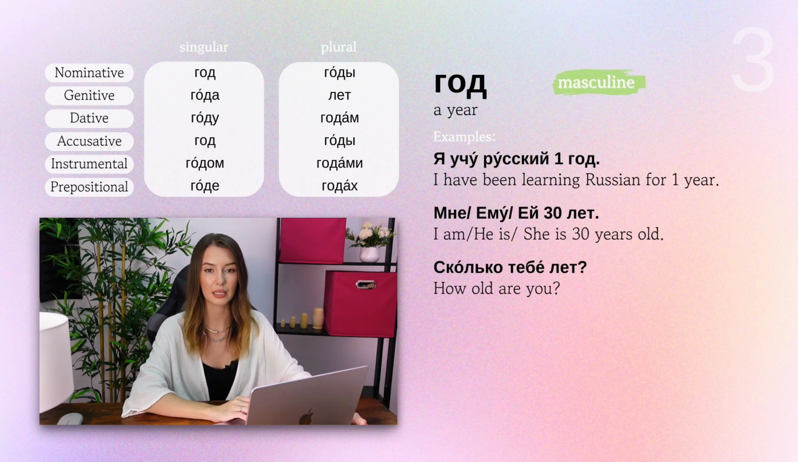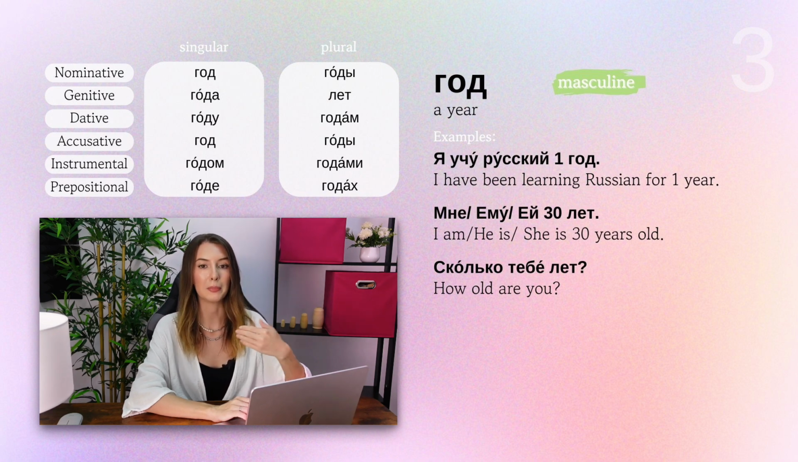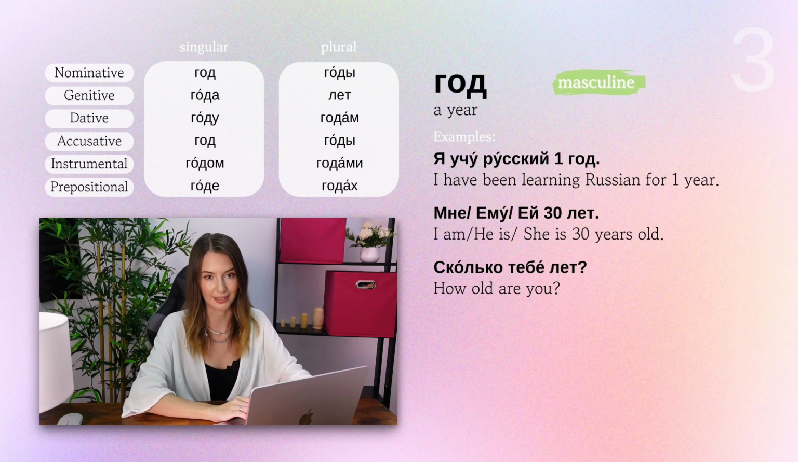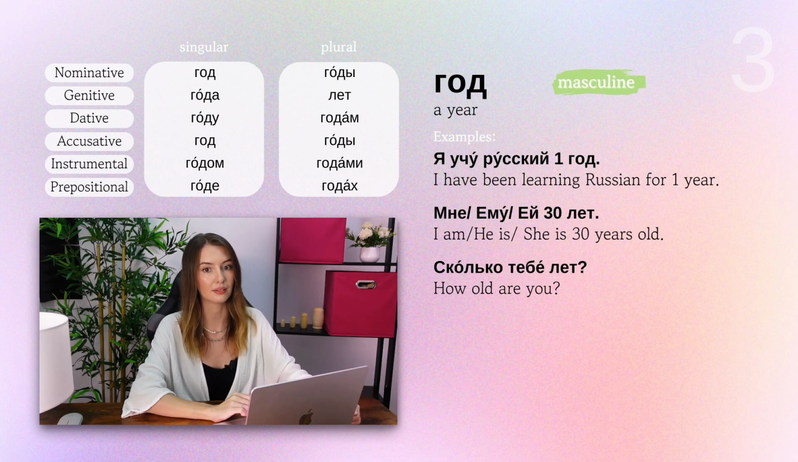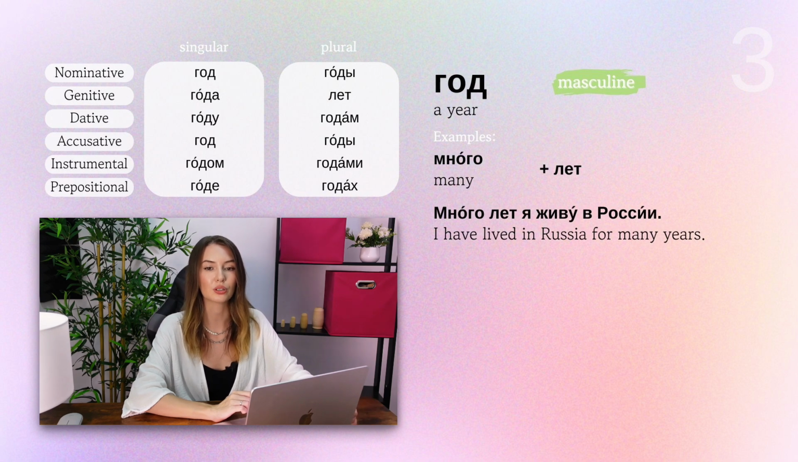For example, например, я учу русский 1 год. When talking about age, we use the pronoun or a noun in the dative case. For example, мне 30 лет, or ему 30 лет, or ей 30 лет. In the question we use лет. Сколько тебе лет? Also, after the word много, we have to use the word лет. Много лет я живу в России.